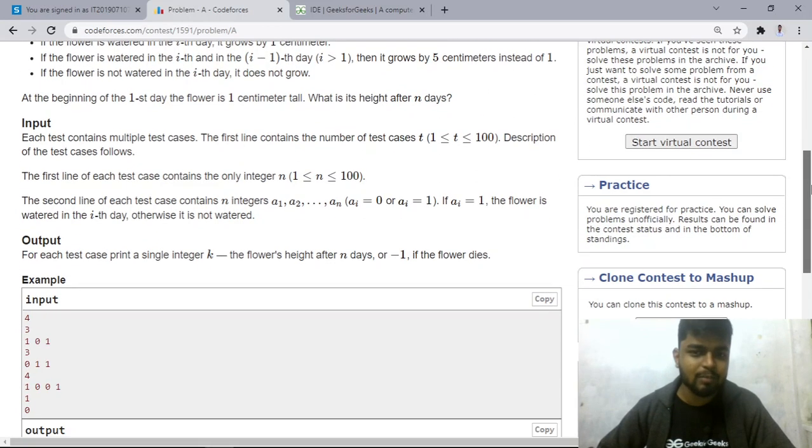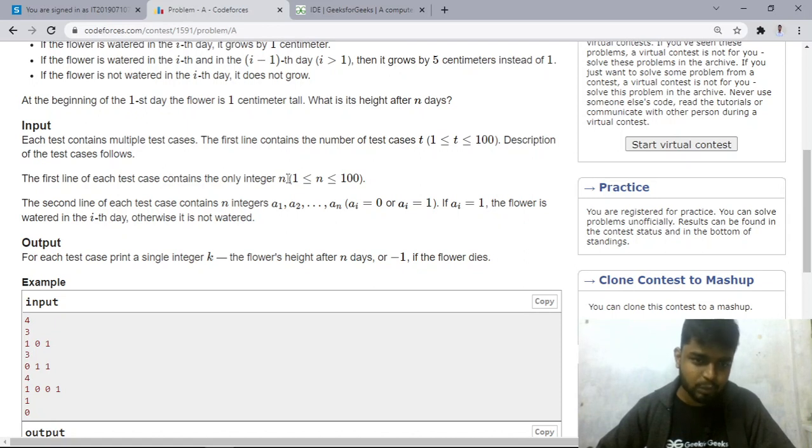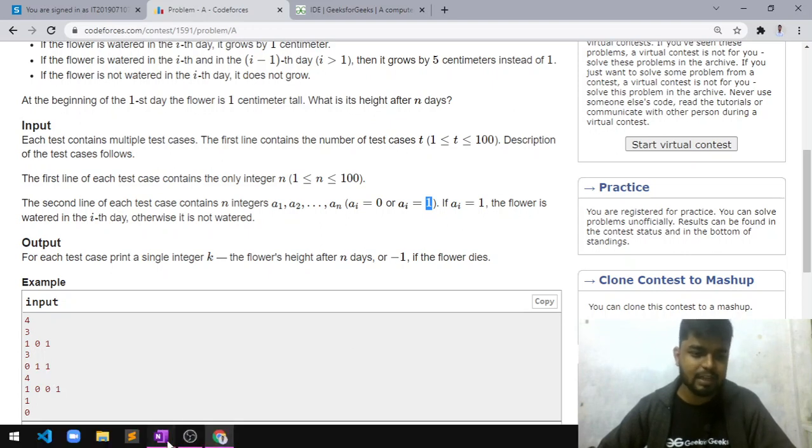So in this problem, you have been given t test cases and a value n, that is the number of days from Petia's life, and all the n days have values a1 up to an. Each ai can be either 0 or 1. If it is 0, you have not watered the plant. If it is 1, it is watered. And you have to print a single integer that will denote the height of the flower after n days, and you have to print -1 if the flower dies. So this is the problem statement.